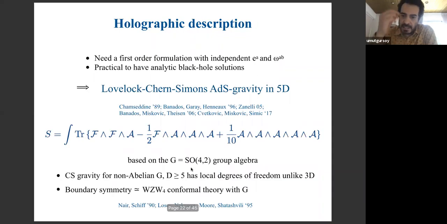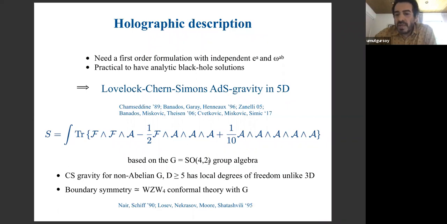For that reason, we decided to consider a particular first order gravitational theory called the Lovelock-Chern-Simons AdS gravity in 5 dimensions. That was first constructed by Chamseddine in '89, and then many people worked on it and derived the basic degrees of freedom, the canonical description, etc. So this is just a Chern-Simons theory in 5 dimensions. So this is a description of gravity as a gauge theory, a special kind of gravity as a gauge theory, based on the AdS group algebra, SO(4,2). So G is the group algebra here, and A is a connection of this group.